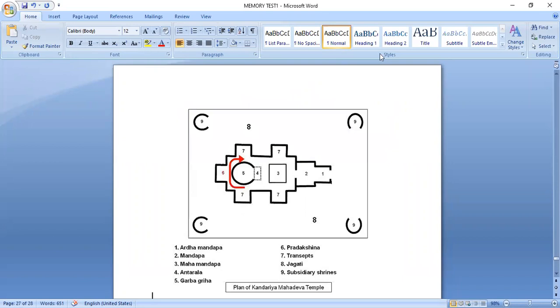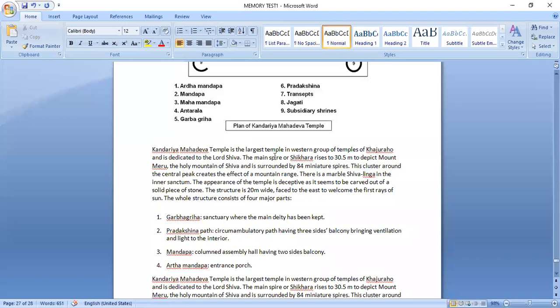Okay. So let's see a short explanation of this one. It is the largest temple in the western group of the temples of Khajuraho. Khajuraho means it's an area. It has many temples. One of them is Kandariya Mahadev temple. It is dedicated to Lord Shiva. The main spire or Shikhara, North Indian, rises to 30.5 meters to depict Mount Meru.